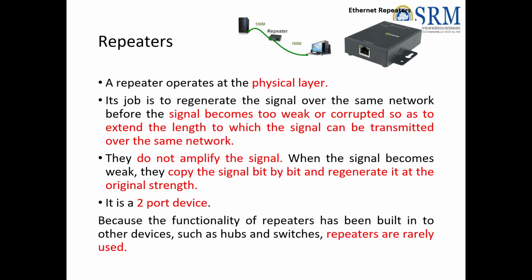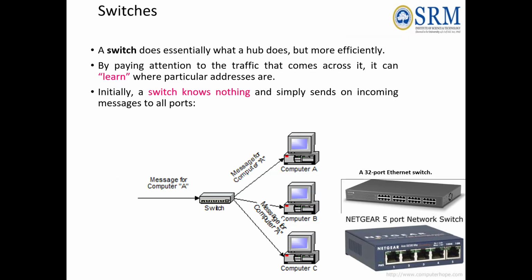The next one is about repeaters. A repeater operates at the physical layer. Its job is to regenerate the signal over the same network before the signal becomes too weak or corrupted, so as to extend the length to which the signal can be transmitted over the same network. They do not amplify the signal. When the signal becomes weak, they copy the signal bit by bit and regenerate it at the original strength. It's a two-port device, because the functionality of repeaters has been built into other devices such as hubs and switches. Repeaters are rarely used.